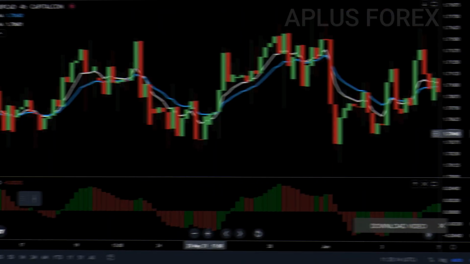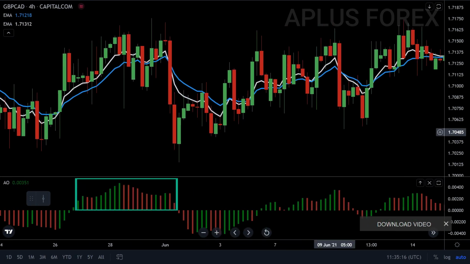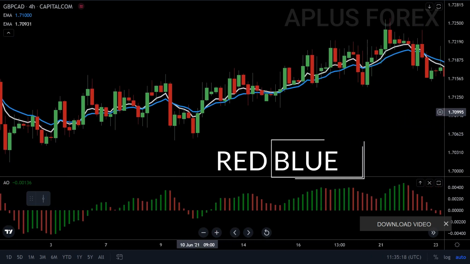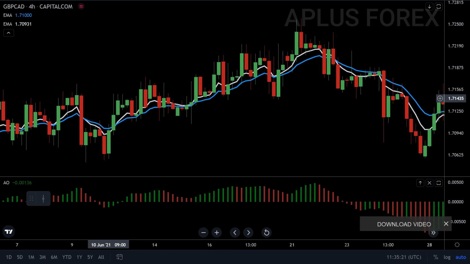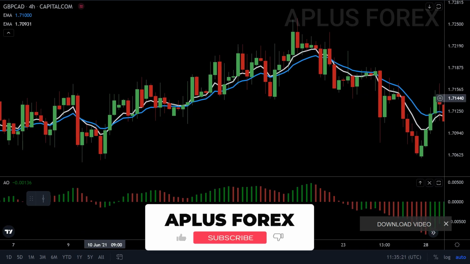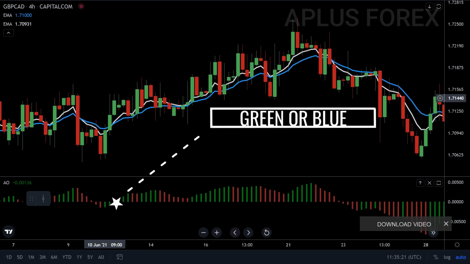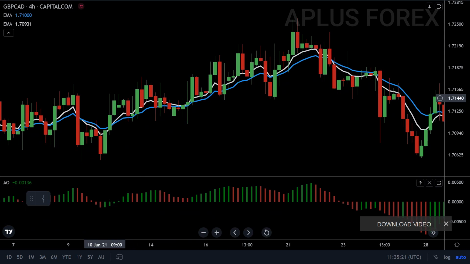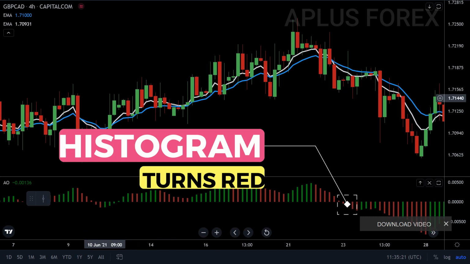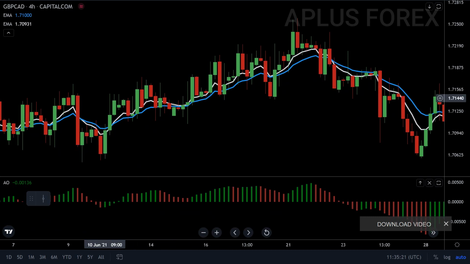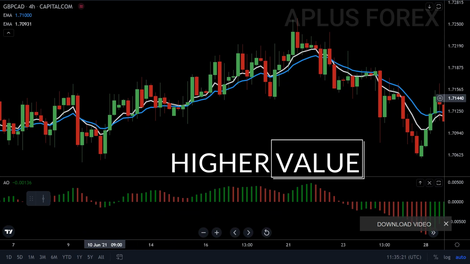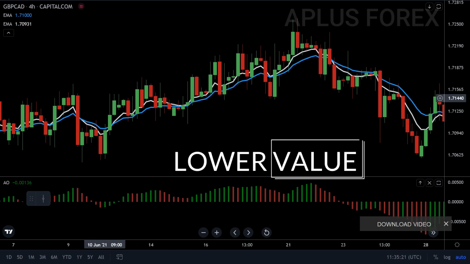The indicator is plotted as a histogram in a box at the bottom of the chart, with the histogram bars in either red or green. With some trading platforms, the lines can be red or blue. When the last price's midpoint is higher than the previous bar midpoint, the histogram turns green or blue. And when the last price's midpoint is lower than the previous bar's midpoint, the histogram turns red. In simple terms, the bar will be green if it has higher value than the previous bar, and red if it has lower value than the previous bar.